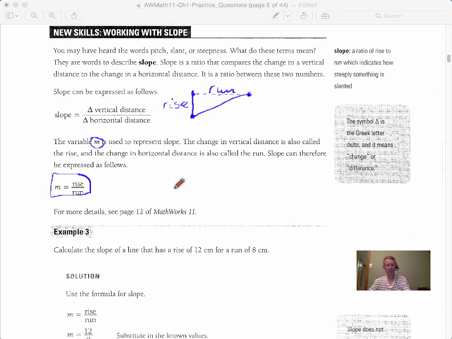The example below talks about calculating the slope of a line that has a rise of 12 and a run of 8. So it's rise over run, it's 12 over 8. And you can reduce because they're both divisible by 4 to give 3 over 2, or in decimal form 1.5.